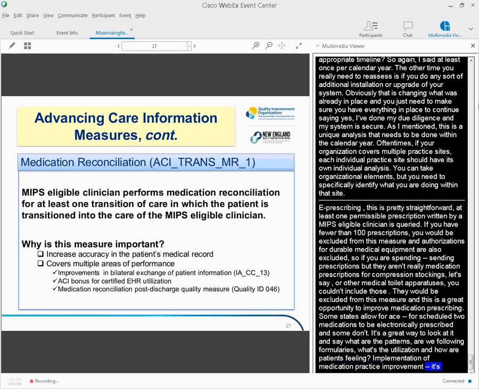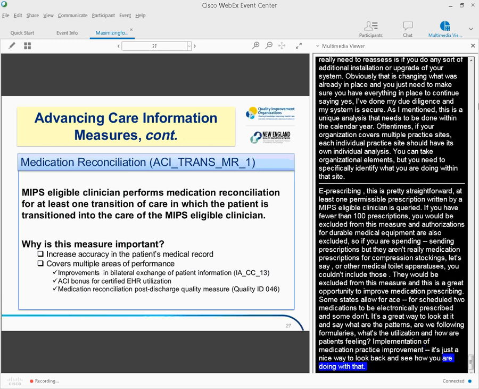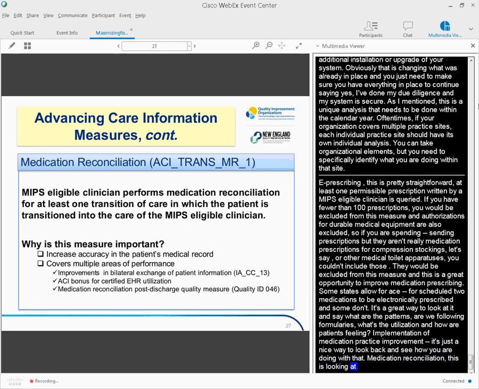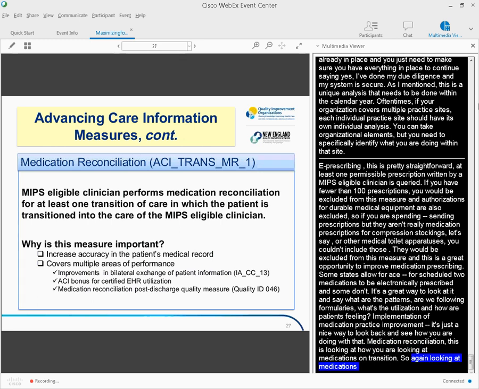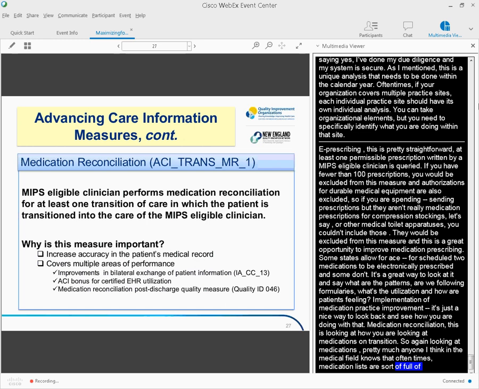Medication reconciliation, so this is looking at how you're reconciling the patient's medications on transition. So, again, looking at medications, pretty much anyone I think in the medical field knows that oftentimes medication lists are sort of full of errors. Patients don't necessarily know what they're taking. They don't know how often they're taking it. They just decide not to take things.